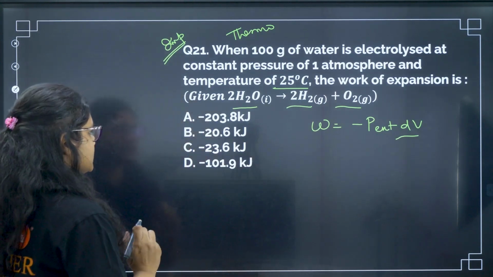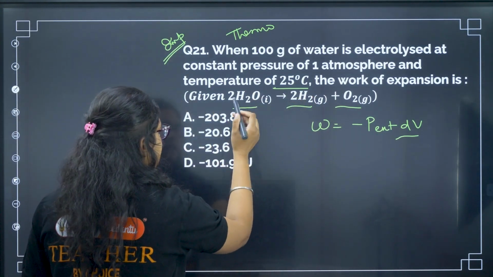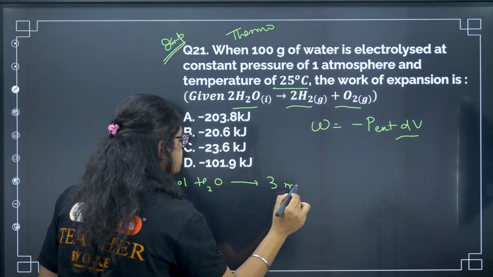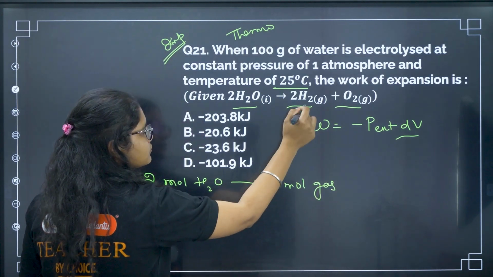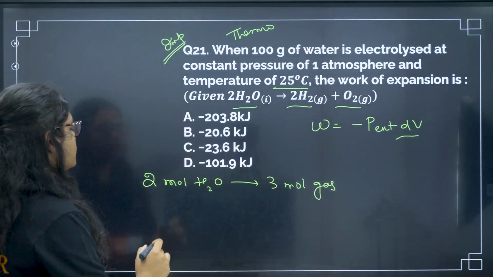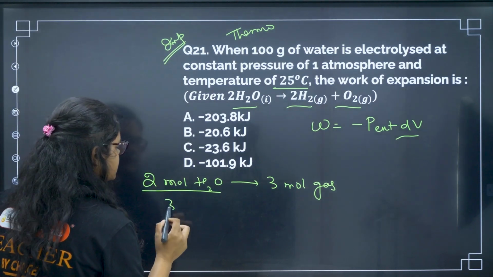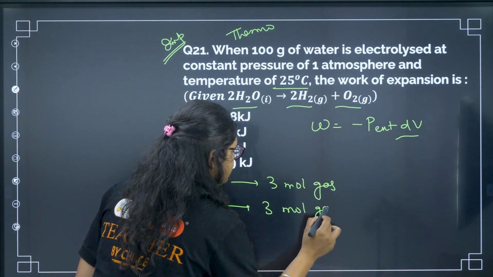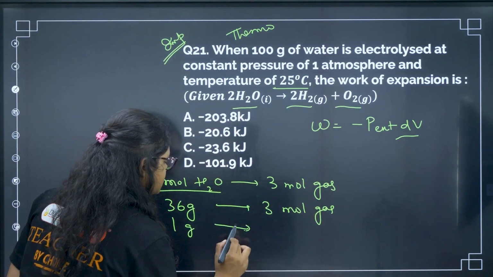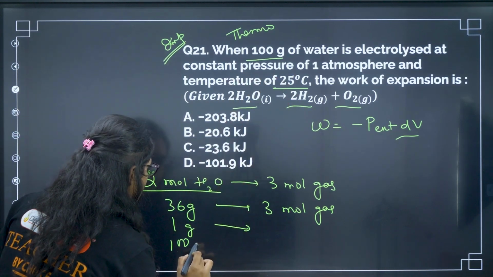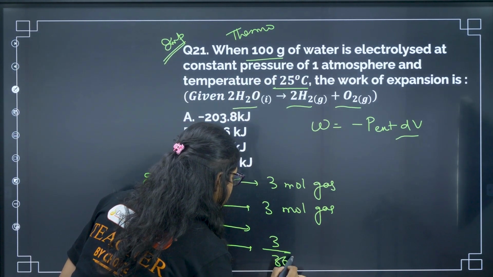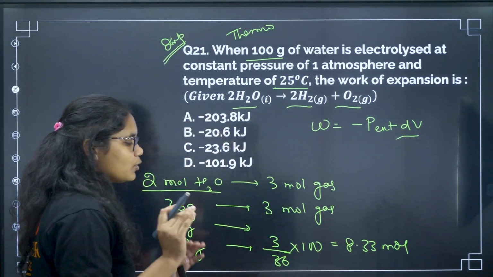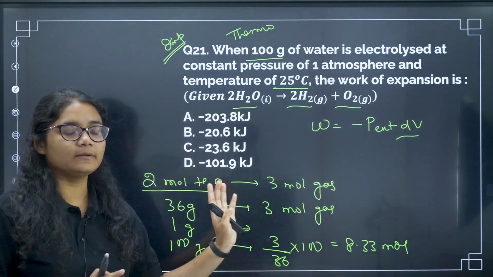So it is very important question. See here, if this is the general equation, I can say 2 moles of water is giving me 3 moles of gas, right? In this 3 moles, 2 moles is H2 and 1 mole is O2. So 2 moles of water, I can write it as 36 gram, right? 18 is 1 mole, so 36 gram is giving us 3 moles of gases, right? Then 1 gram will give me how much? And we have taken how much? 100 gram of water. So 100 gram will give us 3 by 36 into 100. So that will be coming around 8.33 moles, right? So the total moles of gases produced is 8.33 moles.